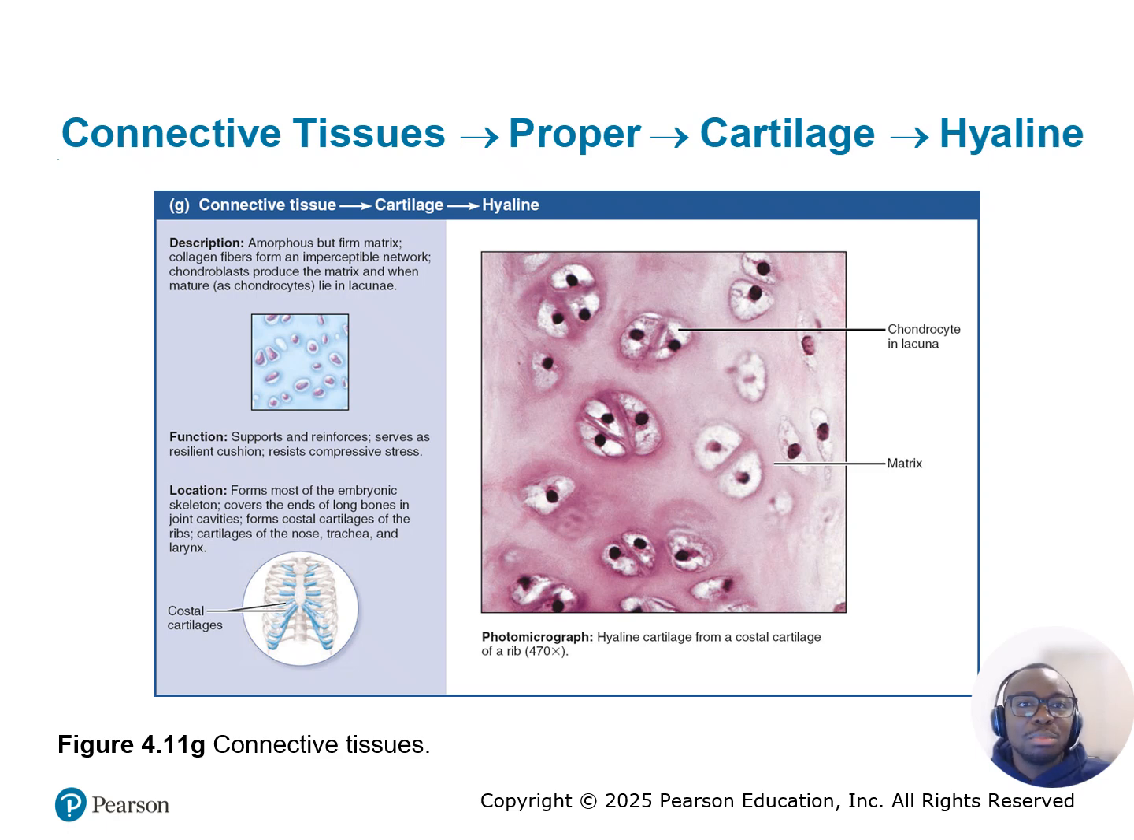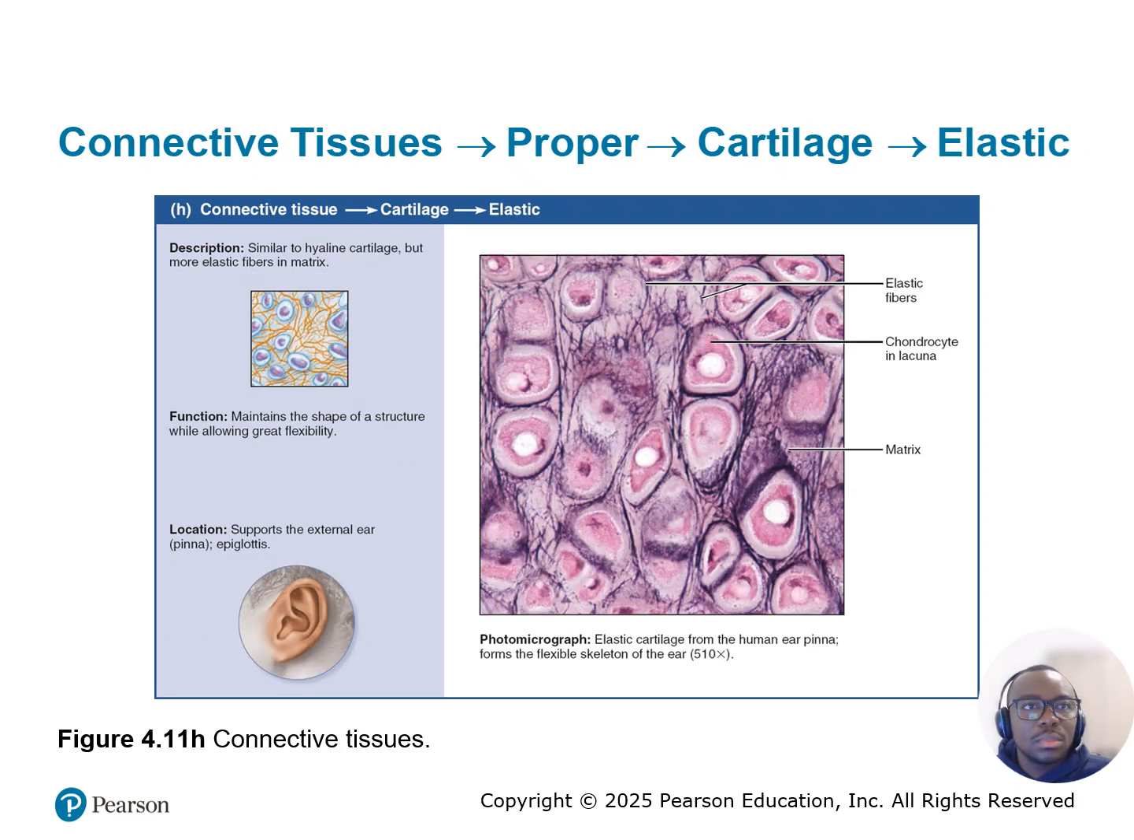Hyaline cartilage forms most of the embryonic skeleton before bones form, and it covers the ends of long bones in joint cavities. Hyaline cartilage forms costal cartilages of the ribs, cartilages of the nose, trachea, and larynx. Elastic cartilage is similar to hyaline cartilage, with more elastic fibers in its matrix. Its role is to maintain the shape of a structure while allowing great flexibility. It is found in the ear and epiglottis.